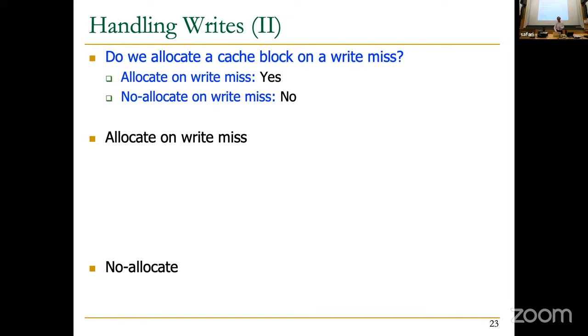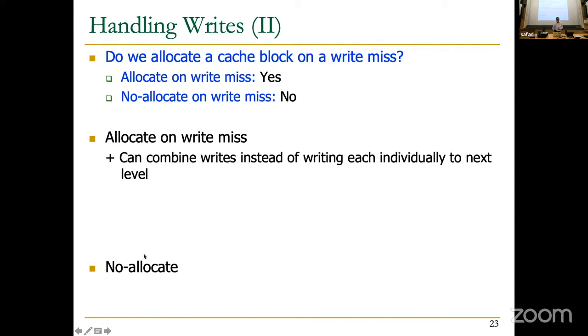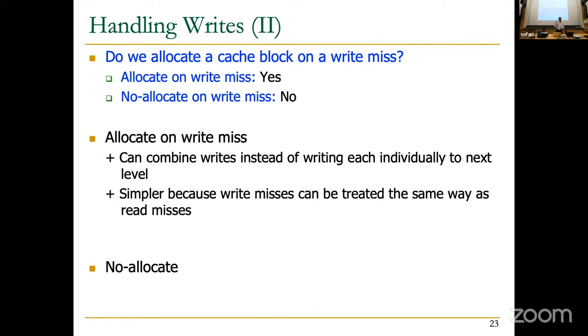So basically, there are two design decisions that you make over here. You allocate on write miss or not allocate. Now, if you allocate on a write miss, what may happen is you write the cache block into the cache, and then you may have many updates to that cache block. Right? So if that happens, this is good. You can combine the writes basically instead of writing individually to the next level, right? If you allocate. So that's the upside, right? Combining again, very similar to the previous one.